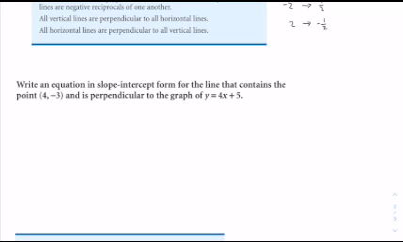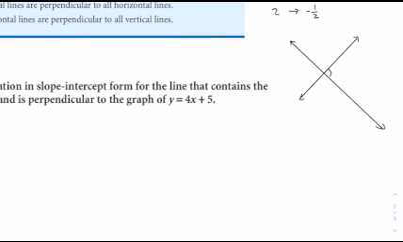Perpendicular lines always form a 90-degree angle where the lines intersect. So two lines that would be perpendicular would look something like this, where they form a 90-degree angle.